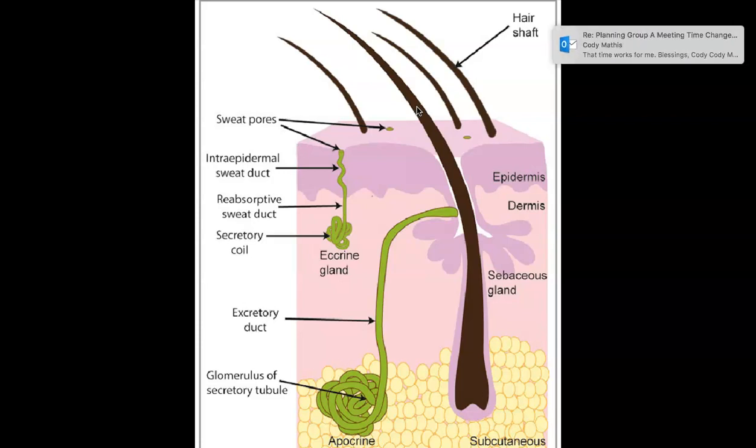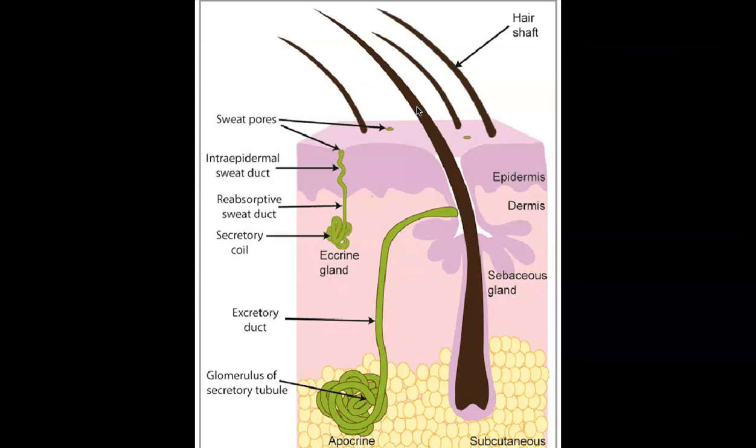Okay, so when we generically talk about sweat glands, we say they're sudoriferous glands, and then we say there are two kinds: the eccrine gland and the apocrine gland. And that's it for this section.